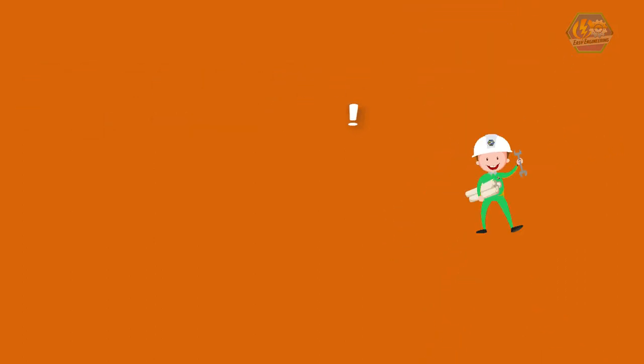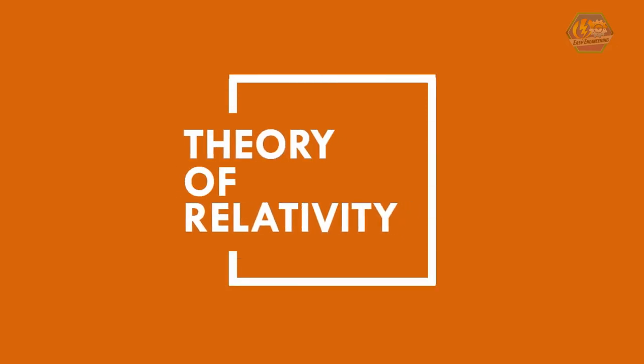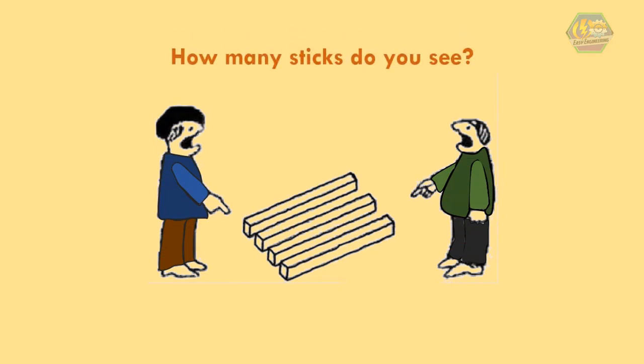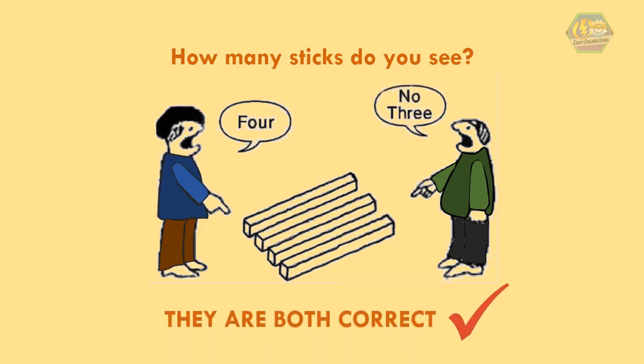Today, we are going to talk about another fun topic in physics. It is all about the Theory of Relativity. Exactly how many sticks do you see? He says it's 4 and he says it's 3. So, who is right? Well, actually, they are both right. They just saw it differently since they look at it through different reference frames.